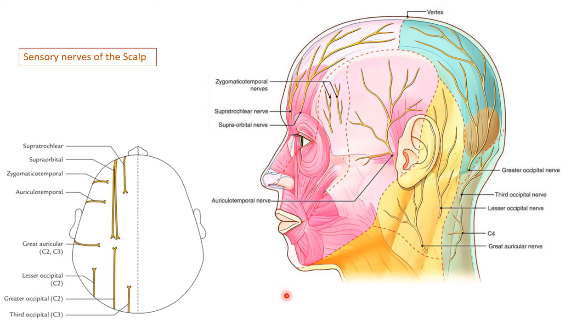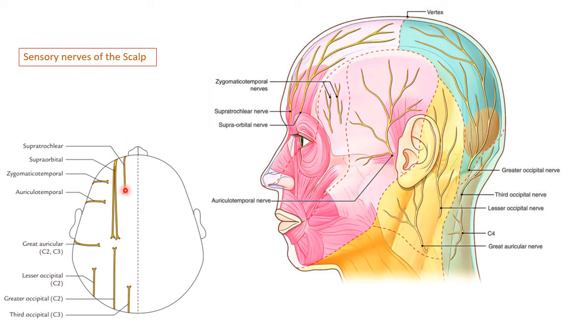Now we will discuss the sensory supply of the scalp. The scalp on either side of the midline is supplied by 8 sensory nerves, 4 in front of the auricle and 4 behind the auricle. The nerves in front of the auricle are derived from the trigeminal nerve, whereas the nerves behind the auricle are derived from the second and third cervical nerves. So 8 on either side of the midline.